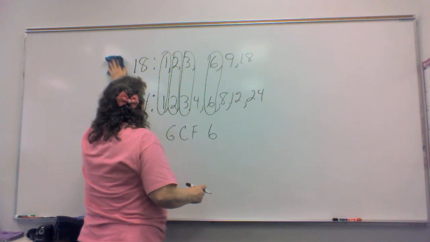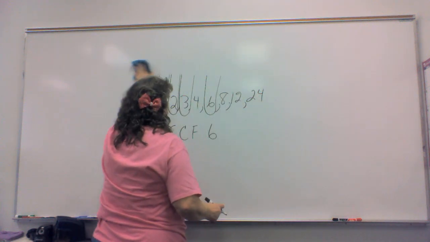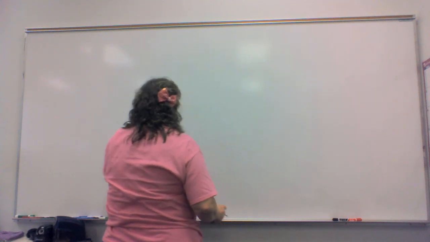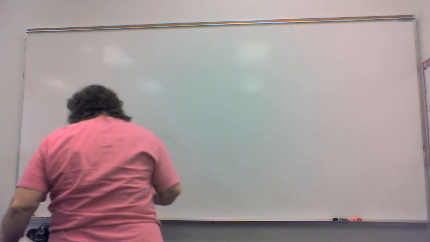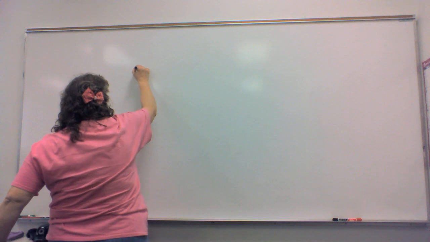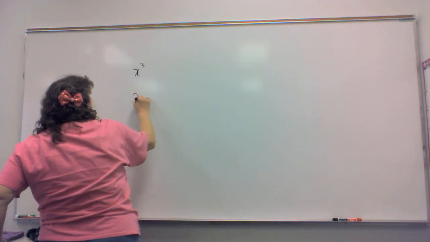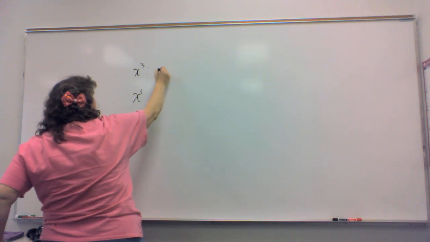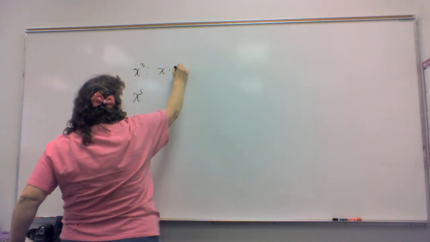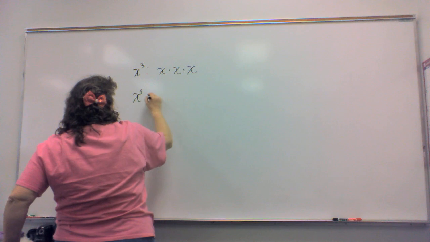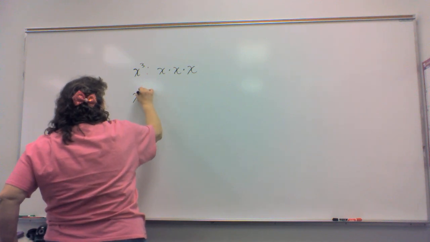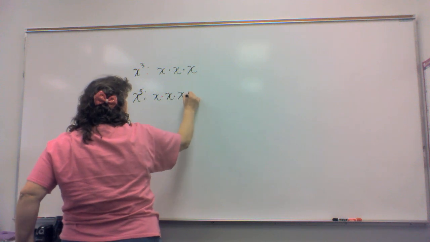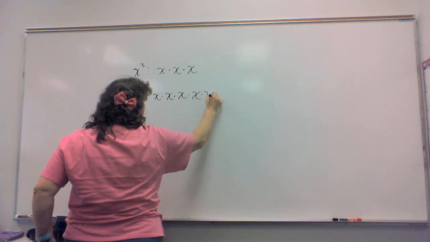So what happens if we have variables now? We can always look at the variables first and ask what it means. X to the third and x to the fifth. X to the third is equal to x times x times x. X to the fifth is x times x times x times x times x.